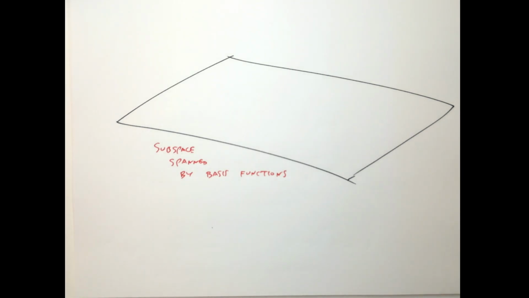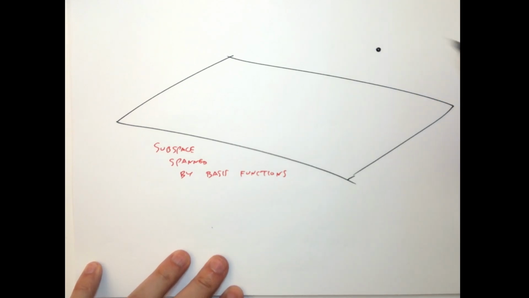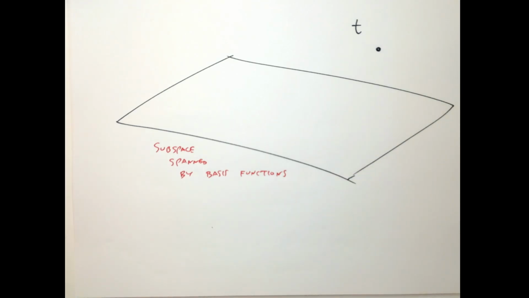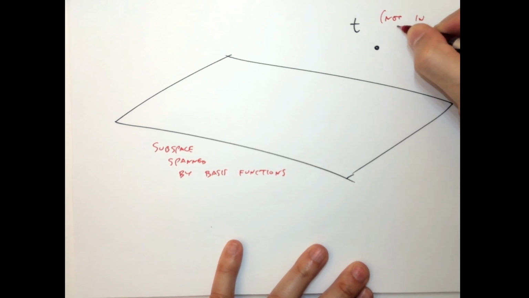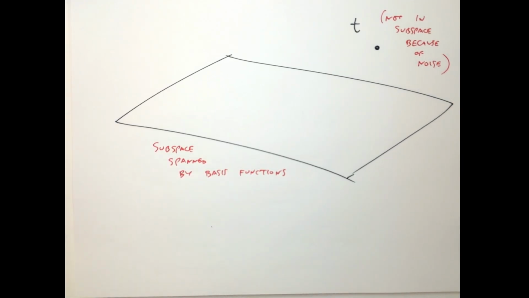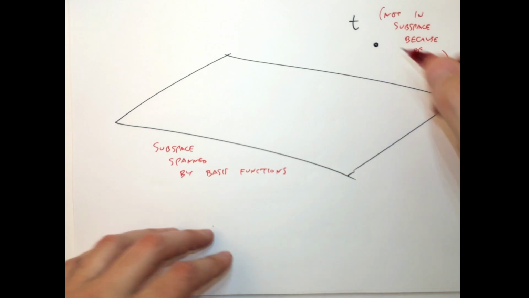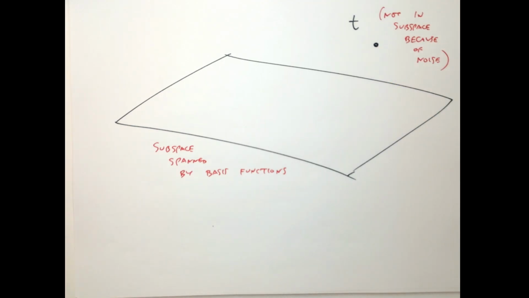Now, what I do is I observe some observation. This t is my observation, and it's not in the subspace. It's not in the subspace because of noise. And what I want to do is project that t down onto the subspace so that the error that I make, the difference between the projection and the t, is as small as possible.